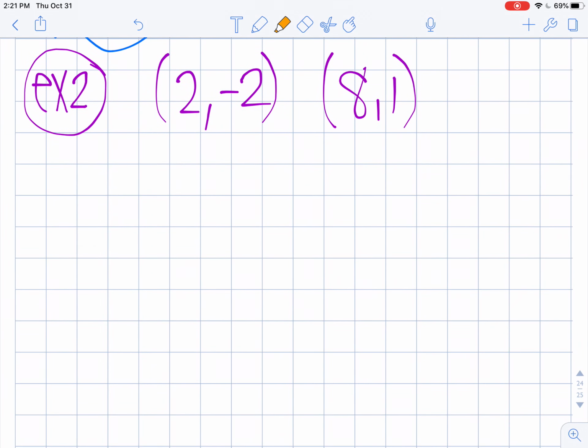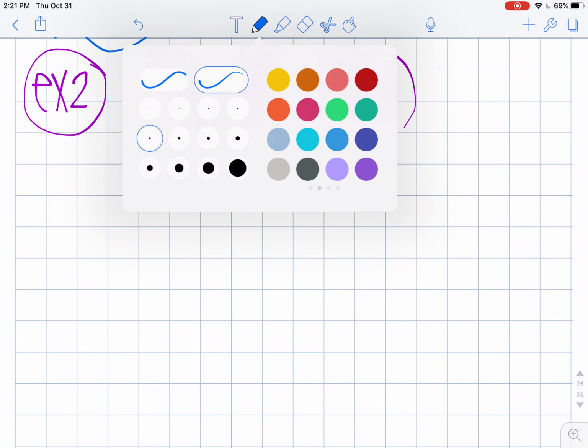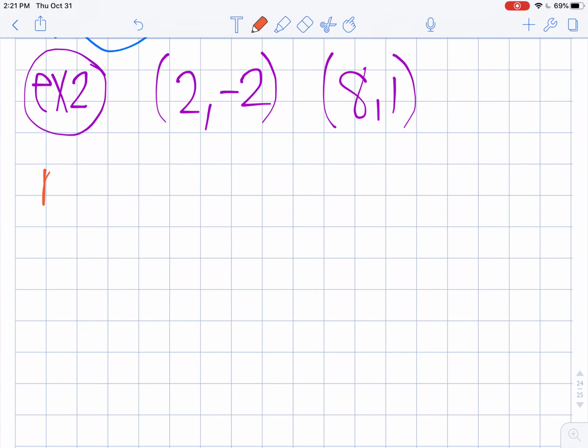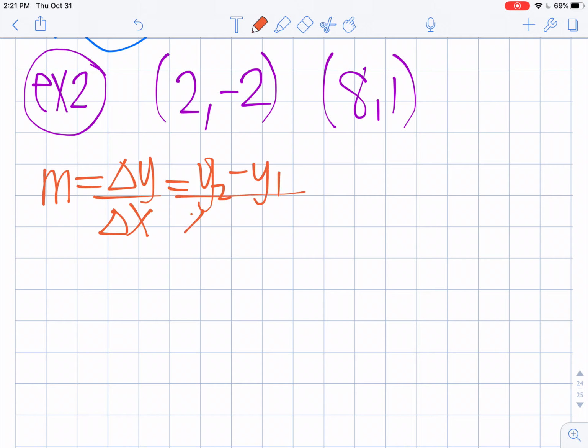We're going to go ahead and do the same process. We want to write an equation in standard form using these 2 points. The first thing we're going to do is find our slope. Our slope is equal to the change in y divided by the change in x, or y2 minus y1 over x2 minus x1. This is my point number 2, and this is my point number 1.